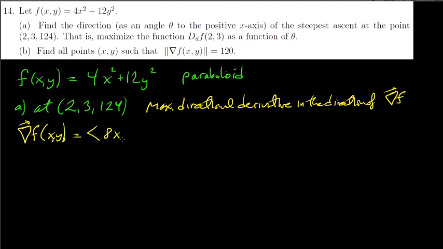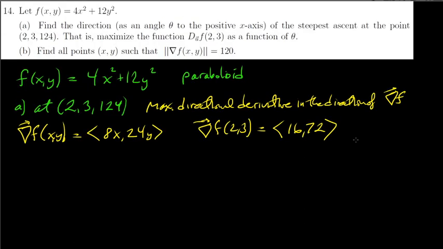So it's just 8x and 24y, right? And at the point 2, 3, the gradient is an actual vector, 16, 72, right? So that should be the direction of the steepest descent. Now, the direction is given as a vector. But that's not what they want. They want an angle.